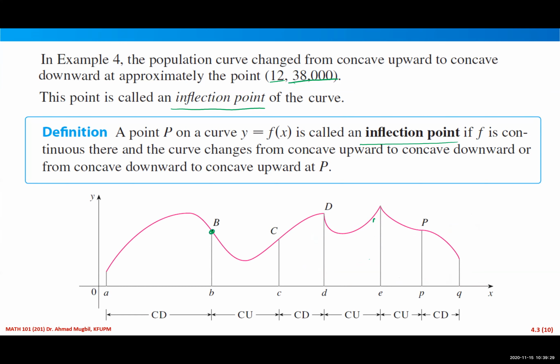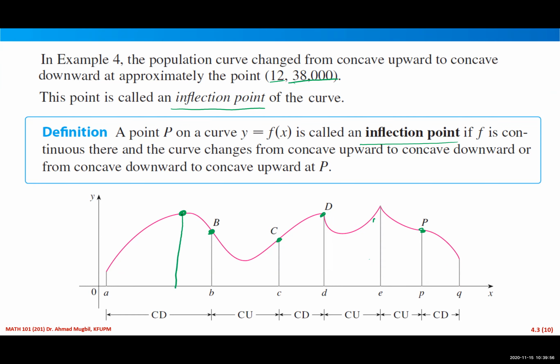These points P, B, C, and D are inflection points, because the function, if you look, was concave down until this point, where it changed to concave up. Be careful. Some of you may ask, why is it not this point? Is this point an inflection point?